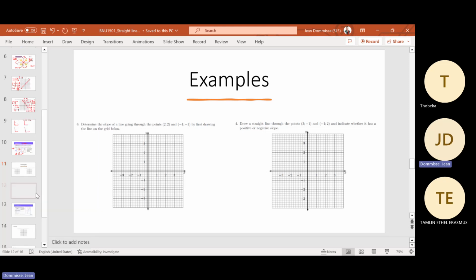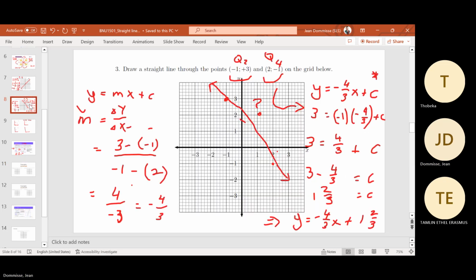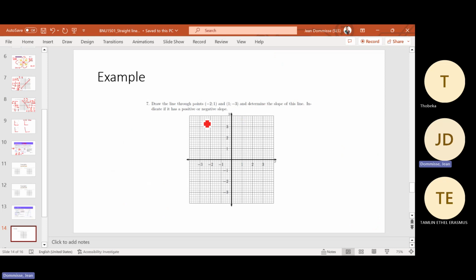So let me also duplicate this, and then it looks like the same. I just quickly want to check if it is the same questions. No.